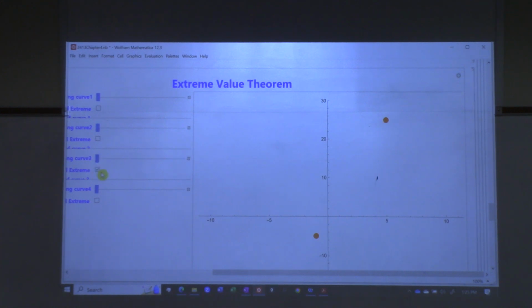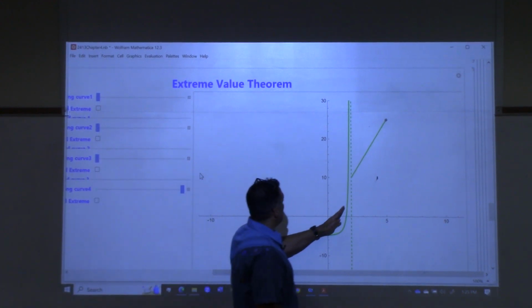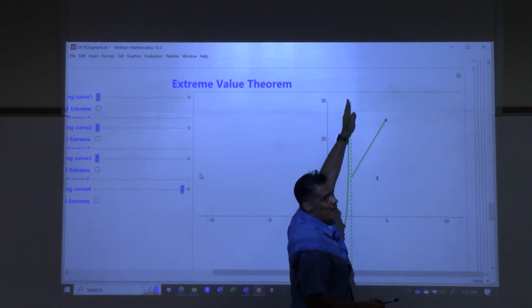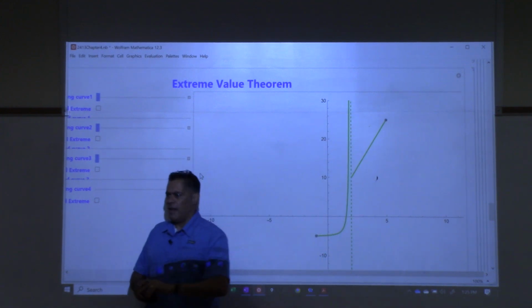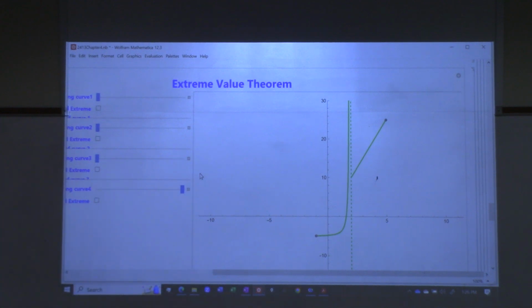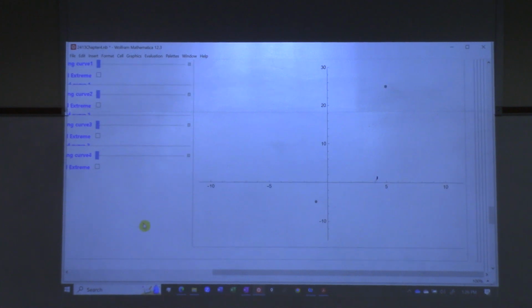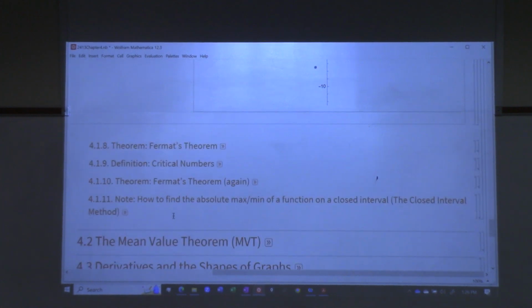How about this one? It's not continuous. Okay, so I can't use the theorem, right? The theorem only applies if I have a continuous function. I drew one that was not continuous. And this actually goes up forever, right? So you could not say it has an absolute max. So you're like, wait, the theorem says I have an absolute max. Well, it's not continuous, so you throw the theorem out, right? Yeah, this one does have an absolute minimum, but the theorem guarantees that happens if you have a continuous function. It may still happen, even if it's not continuous.